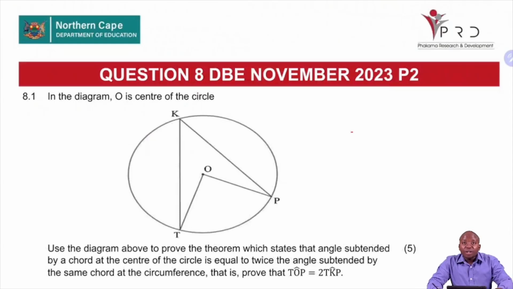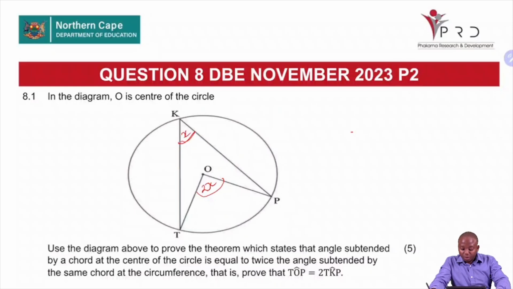Right, grade 12s, welcome back. Let us discuss the solutions to this question. We are told that in the diagram, O is the center of the circle. Use the diagram to prove the theorem which states that the angle subtended by the chord at the center equals twice the angle subtended by the same chord at the circumference. That is, we want to prove that this angle is 2 times that angle. So if this angle is x, then this one must be 2x. That's what they want us to prove.